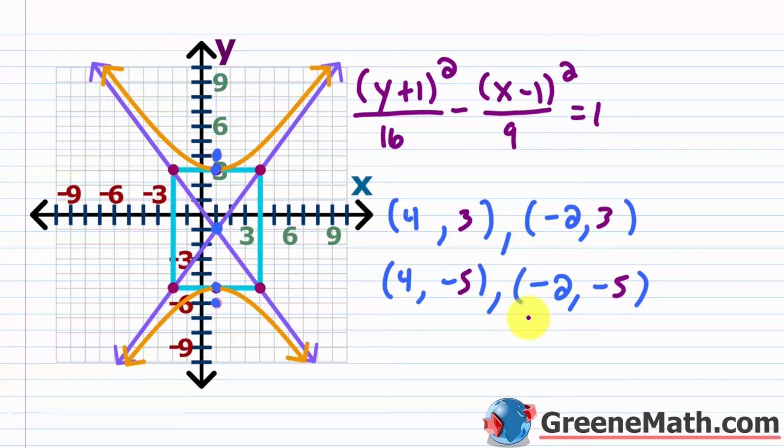So you can see the endpoints of this guy are going to be 4 comma 3, so right there. And then you've got 4 comma negative 5, so right there. And then you've got negative 2 comma 3, so right there. And then negative 2 comma negative 5.